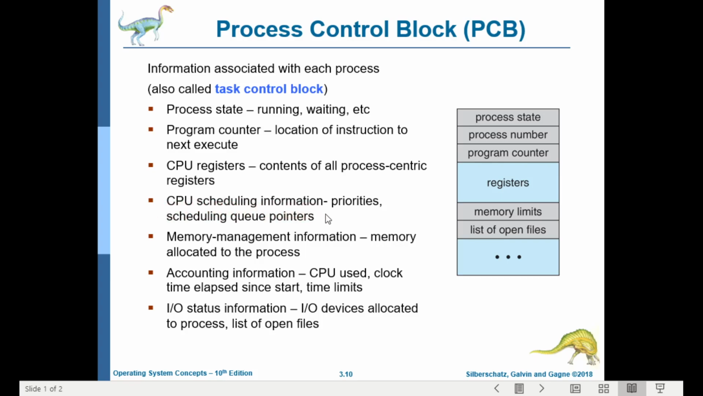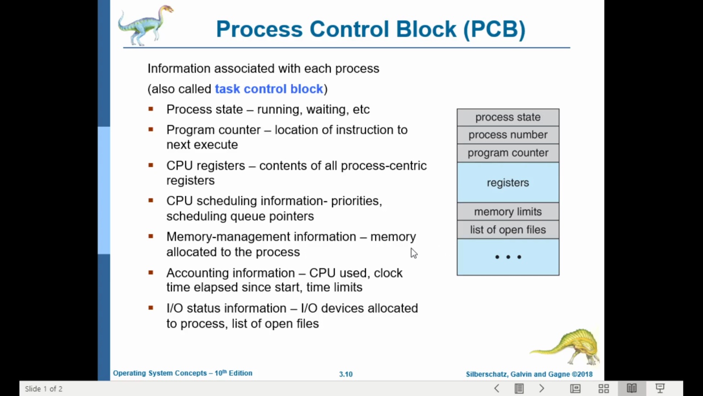Next information we have is CPU scheduling information, such as the process priority, the scheduling queue pointers, and so on and so forth. CPU scheduling we will discuss in detail in chapter 5. Next, we also have memory management information. For example, we store the memory allocated to the process. Memory we will explore in detail in chapter 9.